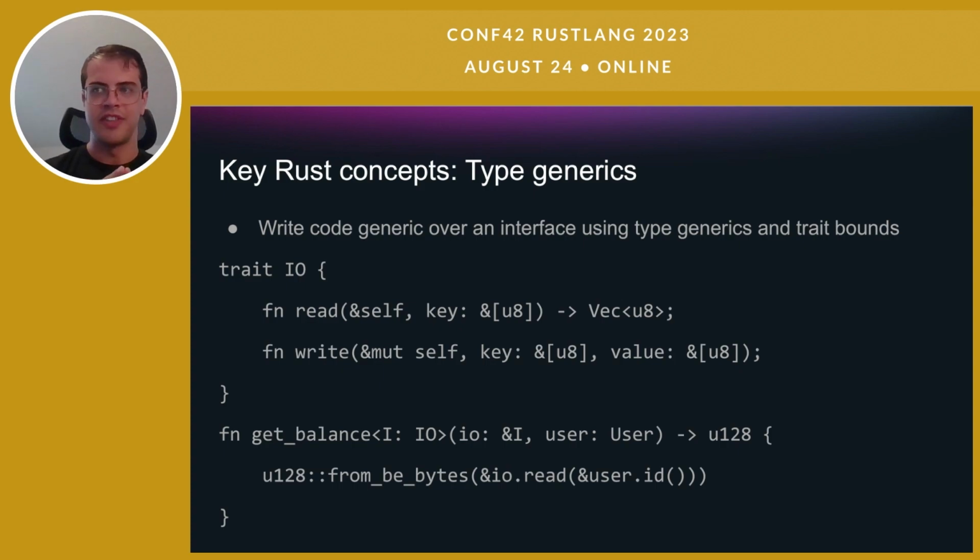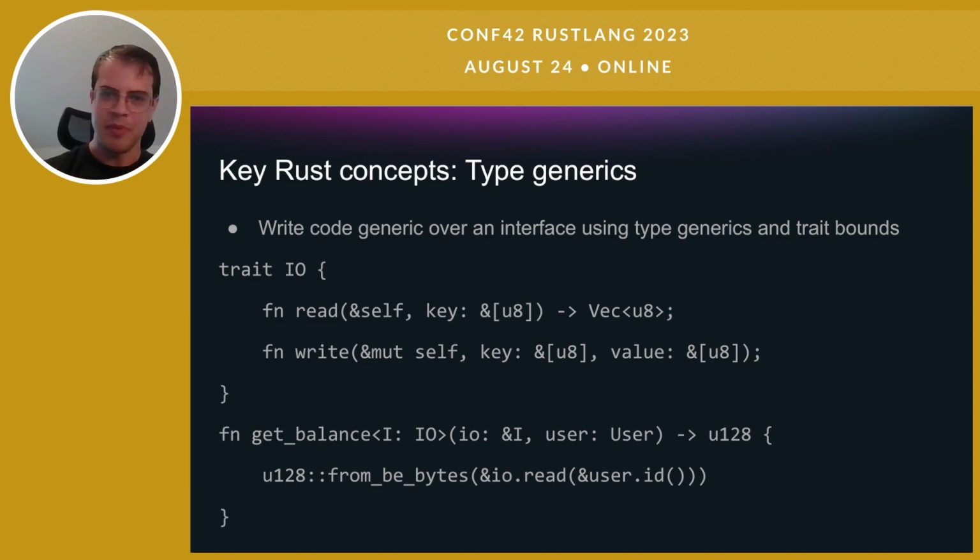And to do that, we have this idea in Rust called type generics. So the whole point of a type generic is you write a function, in this case, getBalance, which takes in some type, but we don't care what it is. We only care that it has a particular interface. And that interface is defined using a trait, and indicated in the syntax they are using a so-called trait bound. So we have in the angle brackets there, I: IO says that whatever this type I is, it must implement the IO interface defined by the IO trait.